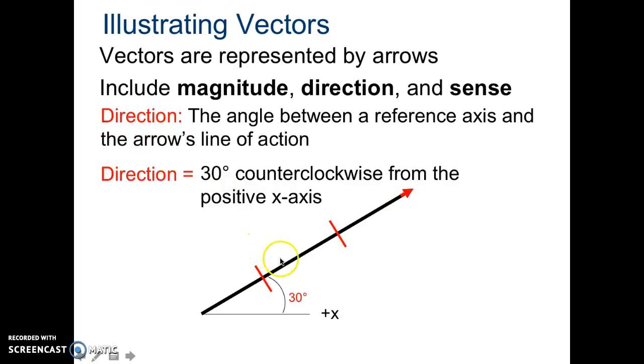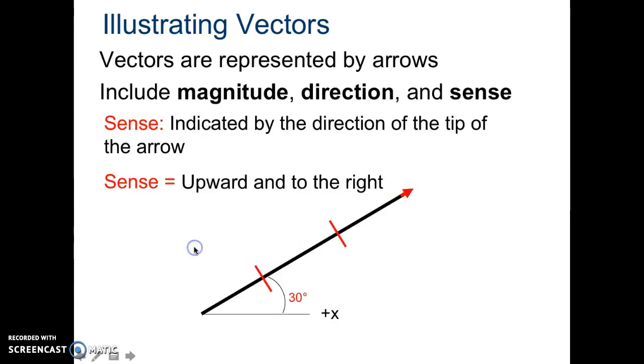Direction, 30 degrees counterclockwise from the positive x-axis. So think about math. X, y. This is moving counterclockwise 30 degrees from that positive x-axis. The sense is going to be indicated by the direction of the tip of the arrow. In this case, the sense is upward and to the right. So you look at this, which way is it moving? It's moving up and to the right.